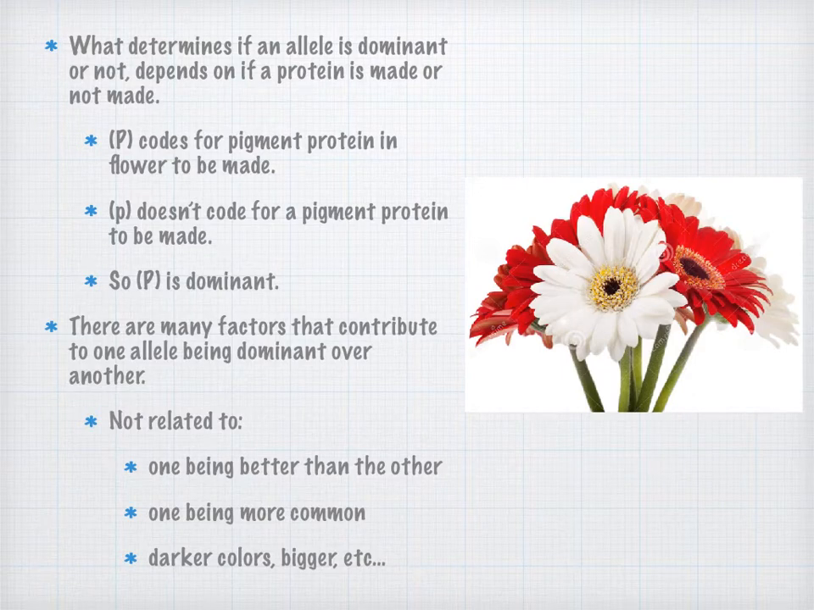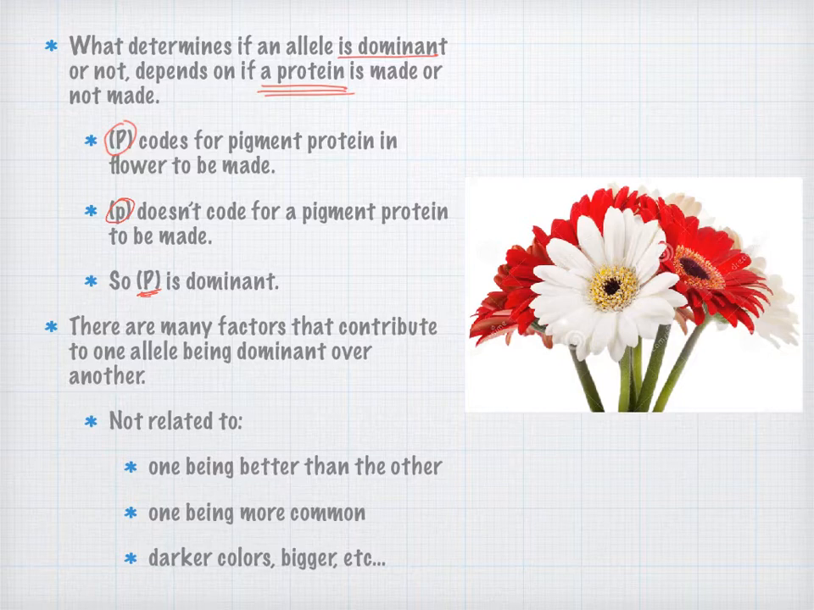The determining factor in whether an allele is dominant or not depends on whether or not a protein is made. So uppercase P codes for the pigment protein in the flower to be made. Pigment would be the coloring in the flower. Lowercase p doesn't code for a pigment protein to be made. So P would be dominant, and there would be a flower color being expressed. If it was recessive, it would be white, no flower color.